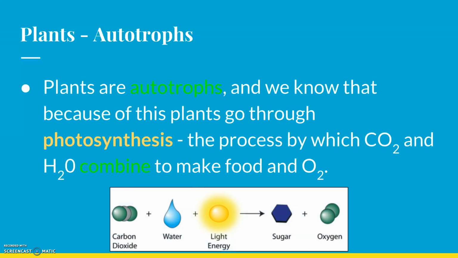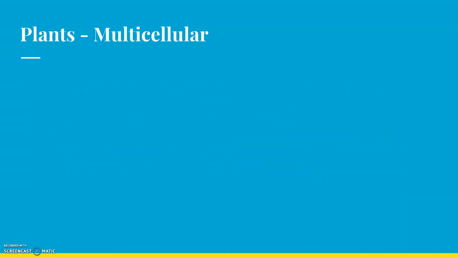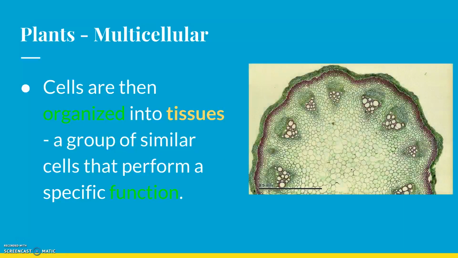So plants are autotrophs, and because of this, we know that they go through photosynthesis. This is the process where they turn carbon dioxide and water into food and oxygen. So we learned about this back in our green notes way back when. Here's that formula again. So remember, carbon dioxide, water, and light combine inside the plant to form sugar and oxygen. We cannot do this. We are heterotrophs. Multicellular, just to review, so cells are organized into tissues, and these tissues do a certain job.